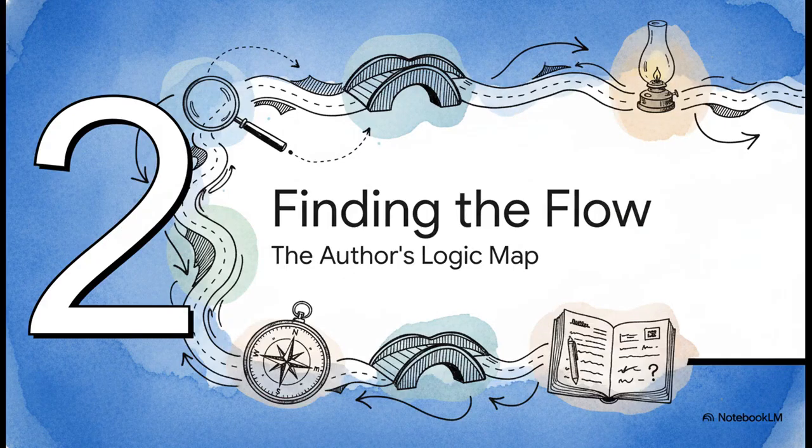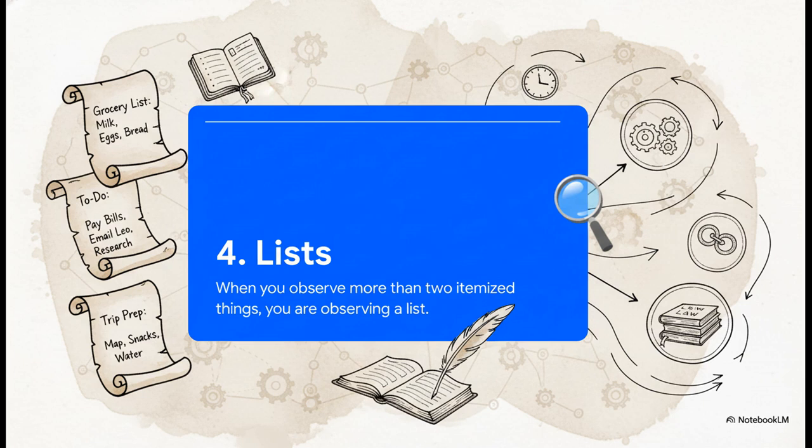All right, so we've been looking at individual words and ideas. Now let's kind of zoom out a bit. This next set of tools helps us trace the author's train of thought. It's like following a map of their logic from point A to point B. Okay, tool number 4 is lists. And I'm not talking about a grocery list.